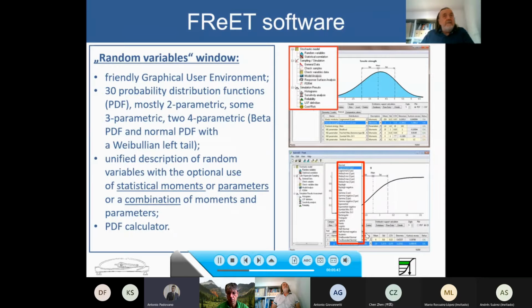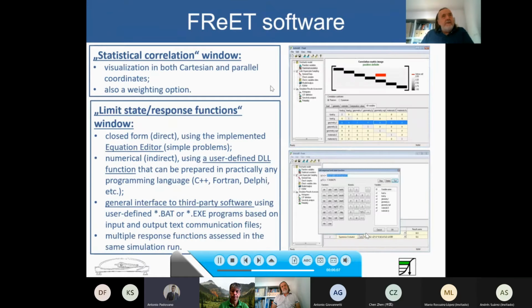Just very briefly, a few windows. This is the random variable window, a graphical, user-friendly environment, with about 30 probability distributions, mostly 2-parametric. Some of them are 4-parametric, and there is a PDF calculator. Of course, we are able to work with statistical correlation among random variables and limit state function or response function. So the computational model we want to analyze can be implemented in several different ways.